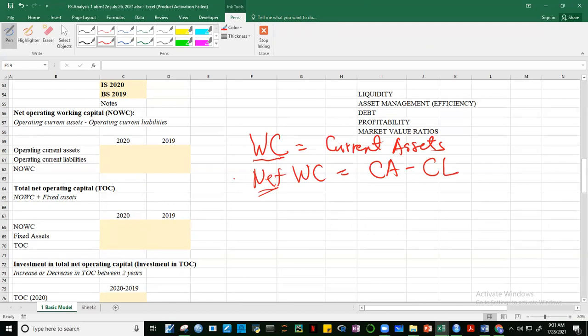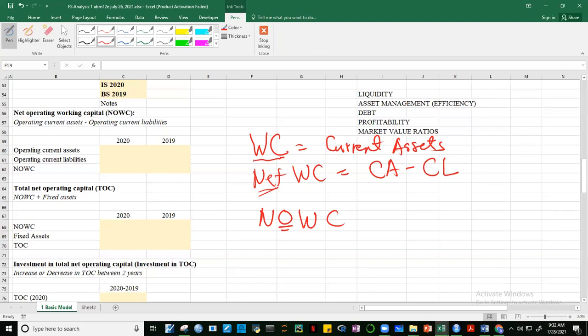Net income, for example, is obtained by getting your revenues less all the expenses. Now we have a different measure here: net operating working capital. So what is the difference between net working capital and net operating working capital? When we say net working capital, it includes all current assets.